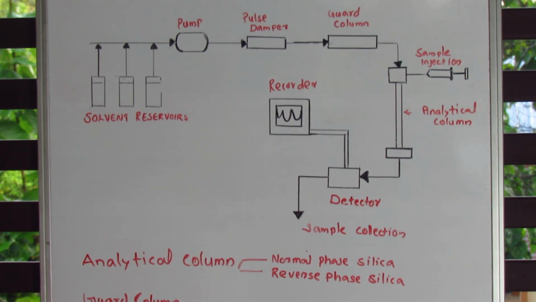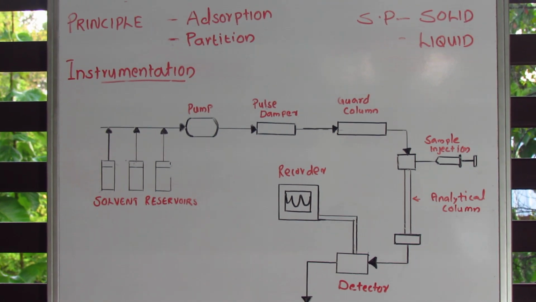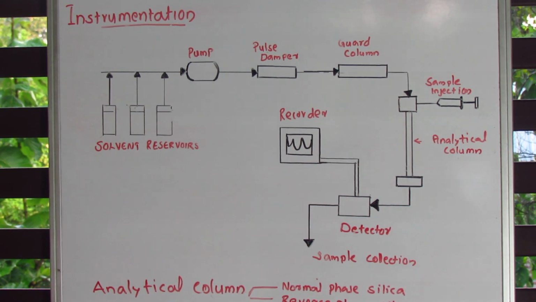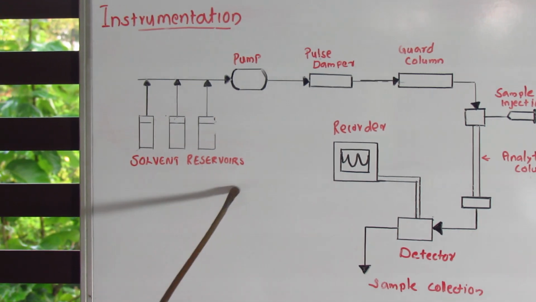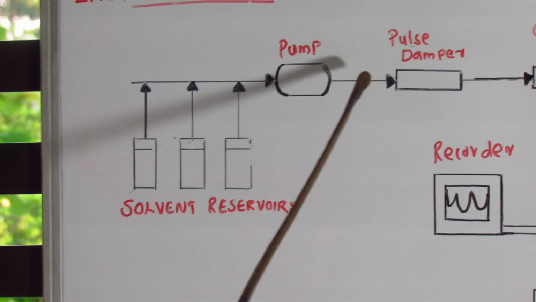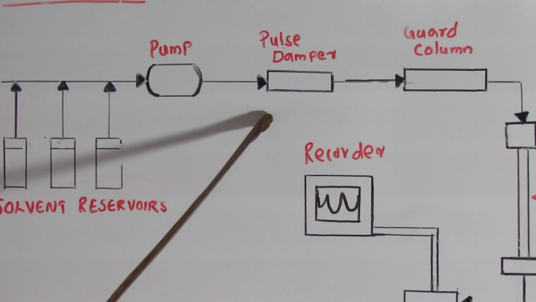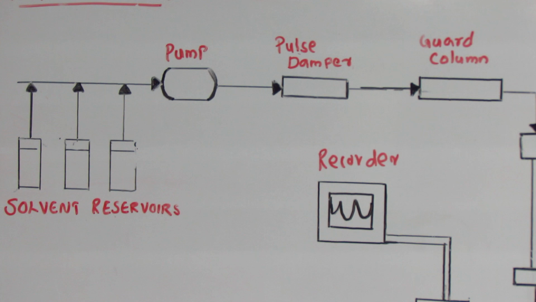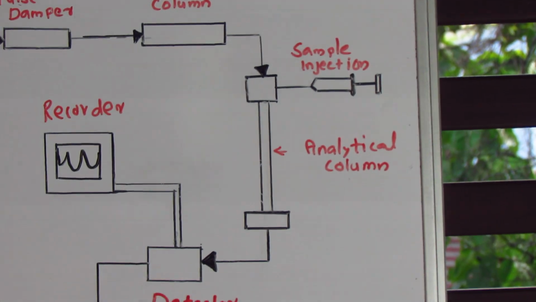Then we are moving to the procedure of HPLC. The liquid mobile phase is pumped at required pressure and flow rate through the analytical column, which contains the stationary phase. Here the pump is there, the solvent reservoir is there. Its flow can be regulated with the help of a pulse damper here.